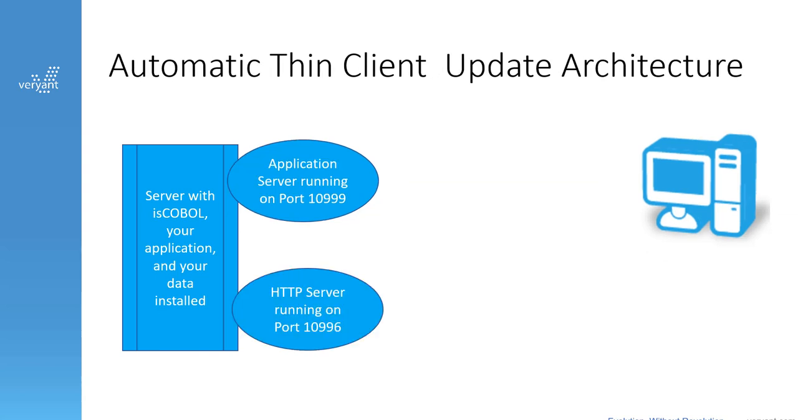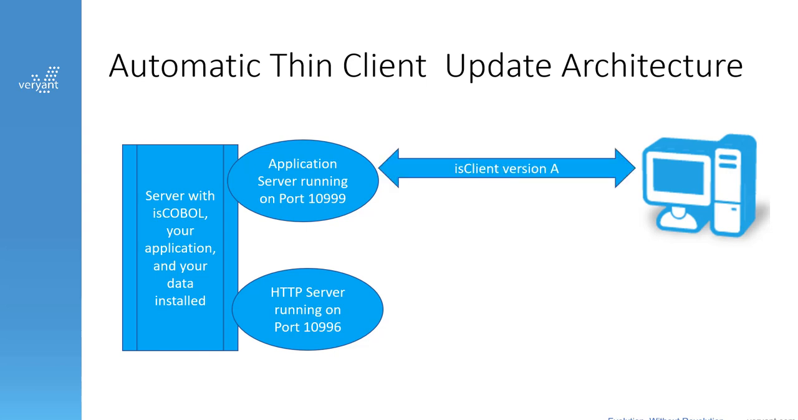So this is how the automatic thin client update works. You have the same setup with the application server, but you also have an HTTP server running, and I'm going to show you our HTTP server running on the default port of 10996.